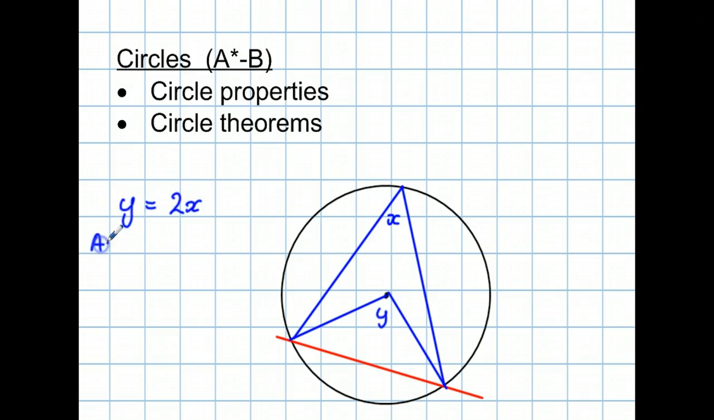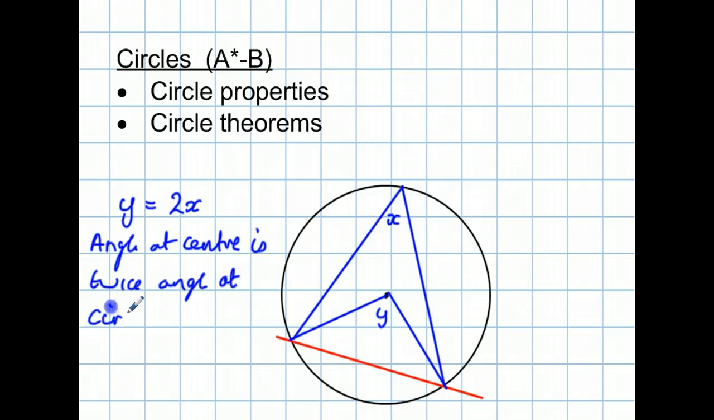And let's write that: angle at centre is twice angle at circumference. That could probably get you the reason marks. Obviously, if you want to be really precise and complete, we would say if subtended by the same chord.